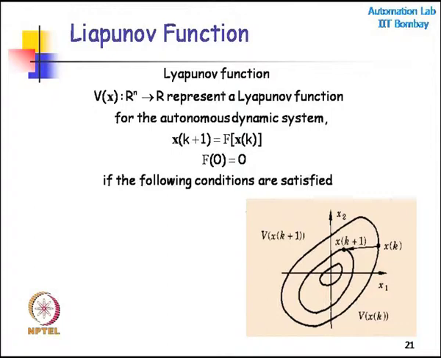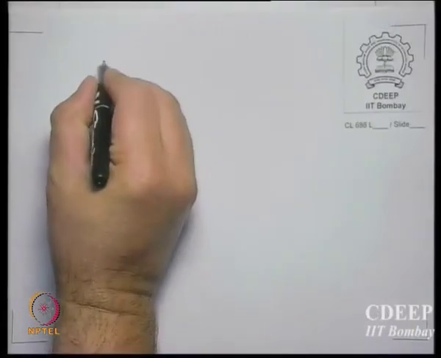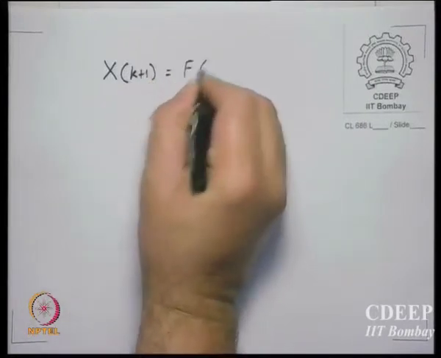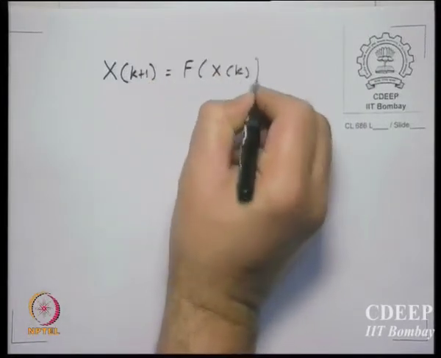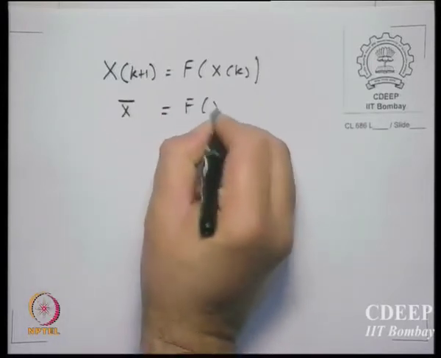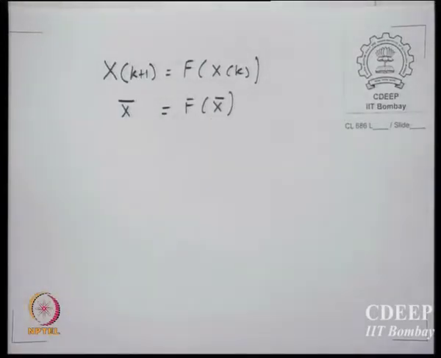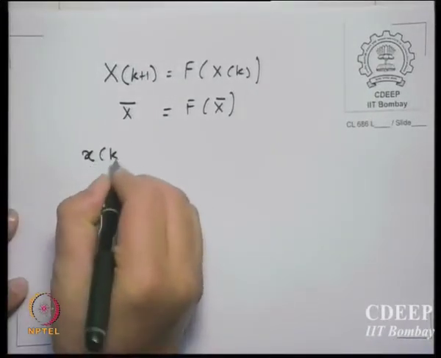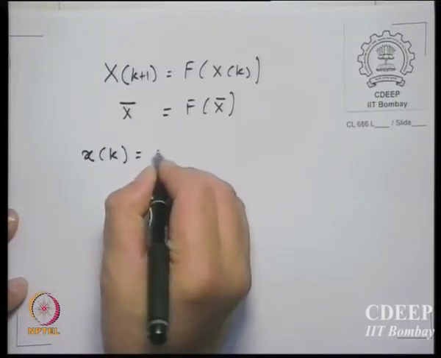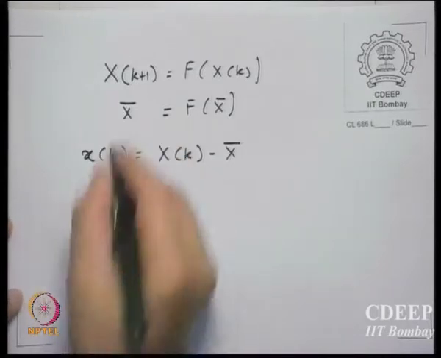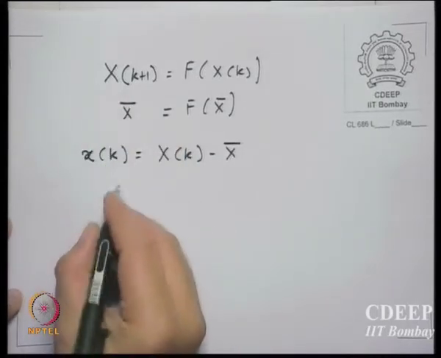So if I have a difference equation, let us say in the absolute variables, x k plus 1 is equal to f of x k, and let us say x bar is equal to f of x bar, if this is the steady state, okay, I can define a new variable, small x k, that is x k minus x bar, and then I can transform this equation.